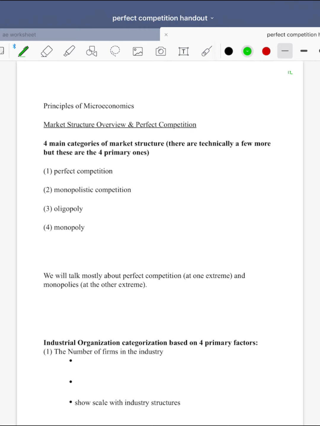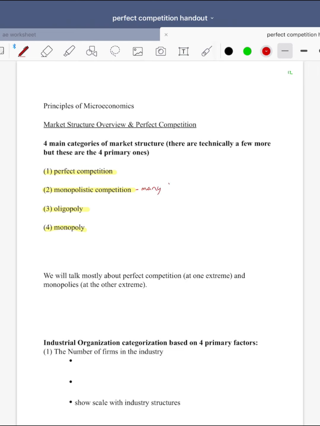There are thousands of industries in the United States, and even though each industry is unique in its own way, industries share enough similarities that economists tend to group them into four basic market structures: perfect competition, monopolistic competition, oligopolies, and monopolies. Perfect competition and monopolies are our two extremes, and we're going to spend the remainder of the semester focusing on those.